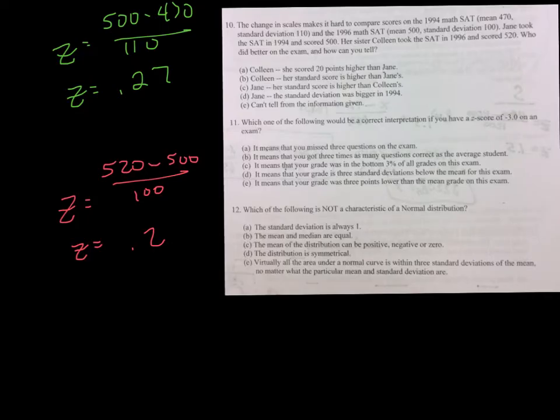On number 10, it's asking you how can you tell who did better on the exam. Well, it gives you the information to find the z-scores of both. And what I highlighted in green is Jane's score from 1994, and she has a 0.27 standard deviation. And Colleen had a 0.2. Therefore, Jane did better on the test. Therefore, her answer choice would be C.